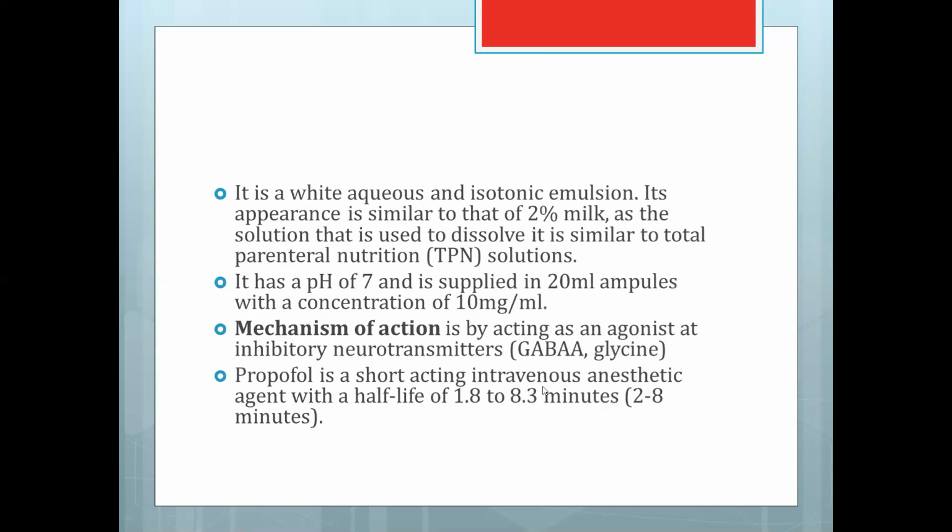It's a white aqueous and isotonic emulsion. Its appearance is similar to that of 2% milk. As the solution that is used to dissolve, it's similar to total parenteral nutrition solutions. So even when you get to theater, you're able to see something that looks milky white in a syringe. Like this is definitely propofol. It has a pH of 7 and is supplied in 20 ml ampoules with a concentration of 10 milligrams per ml.